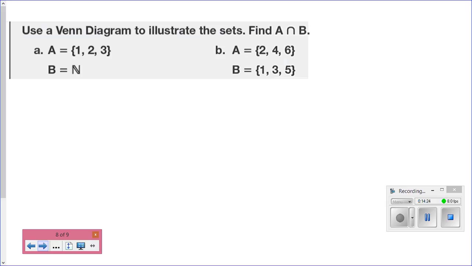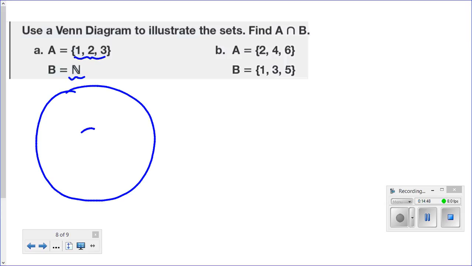Okay, and I believe this is our last example. We're supposed to use a Venn diagram to illustrate the sets, and then we're supposed to find A intersection B. So we're going to continue on with the Venn diagram pictures. As you can see here, we're talking about the numbers 1, 2, 3, and here we're talking about natural numbers. Keep in mind 1, 2, and 3 are natural numbers. So our Venn diagram is going to be all inclusive. Okay? So our natural numbers are going to be right there. And we're going to have 1, 2, and 3 inside there. So there is a Venn diagram to show this picture.